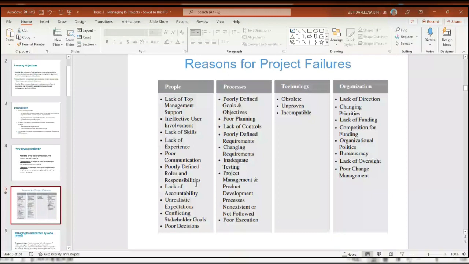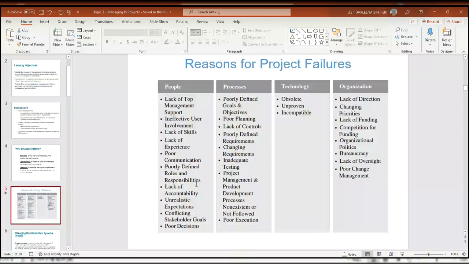Proses pula, poorly defined goals and objectives. Kita tak jelas apa tujuan utama kita nak buatkan sistem tu. So it could be the biggest factor. Poor planning. Planning yang poor pun, salah estimate budget, salah estimate manpower, salah estimate timeline pun boleh jadi factor. Poor planning, a lack of controls, tak ada pemantauan, tak ada check and balance. So it's tak mengikut jadual, tak follow the planning.